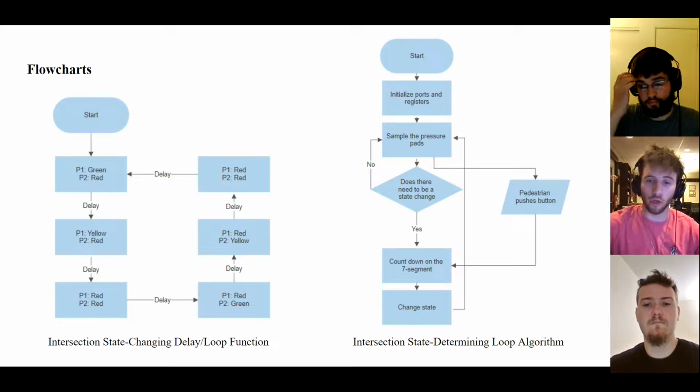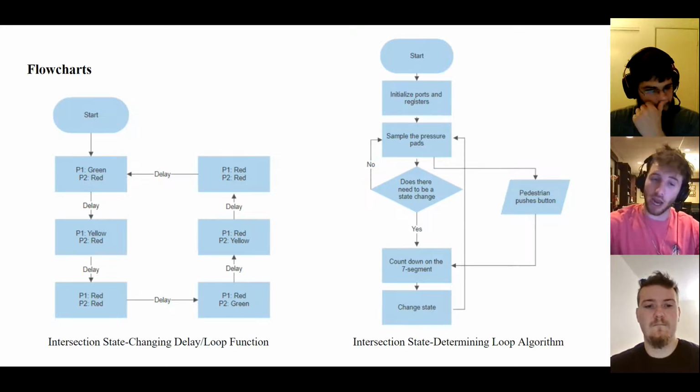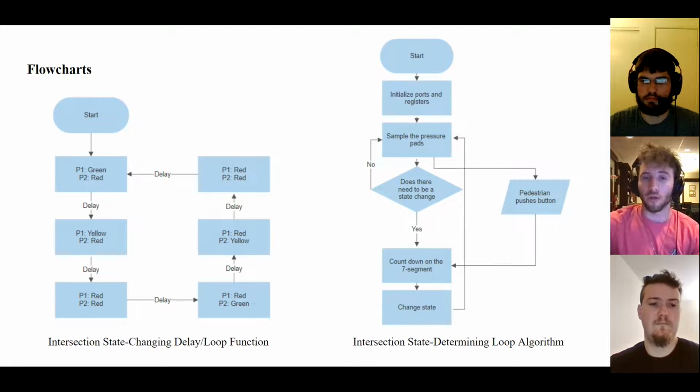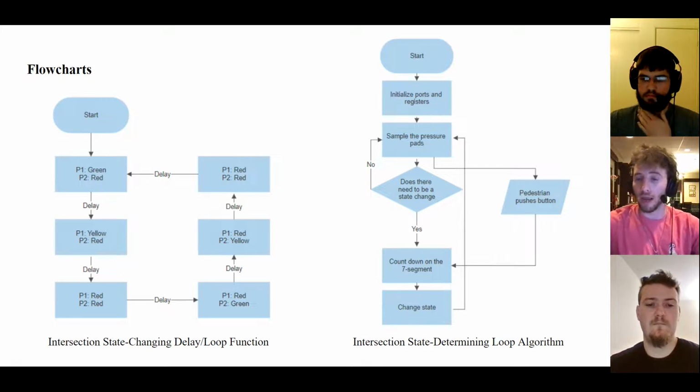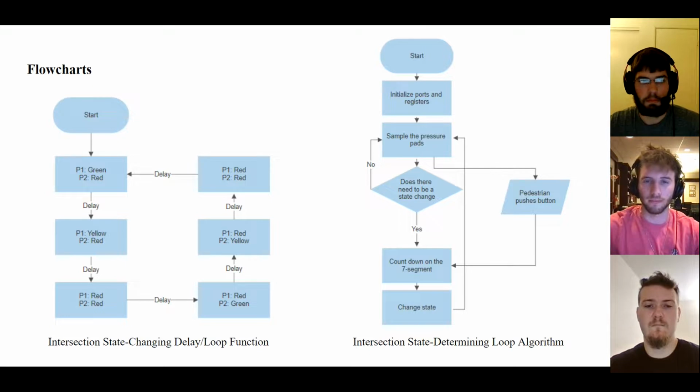These are the 2 flowcharts that we used when constructing our C program. The one on the left is the loop function incorporating delays that would actually change the state of the intersection, changing each of the LED lights as necessary. And the flowchart on the right was the state determining algorithm that would read information from the vehicle recognition sensors and from the pedestrian push buttons to determine if there was a 7-segment countdown needed and if there was a state change needed for the intersection.